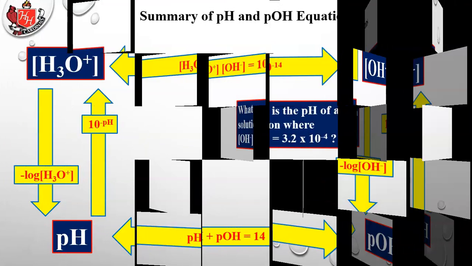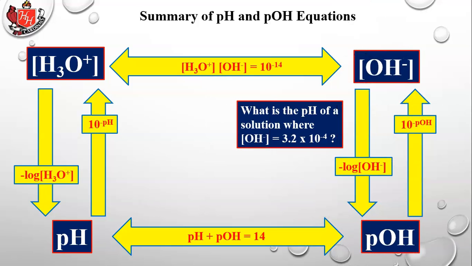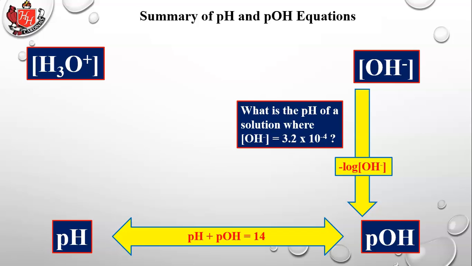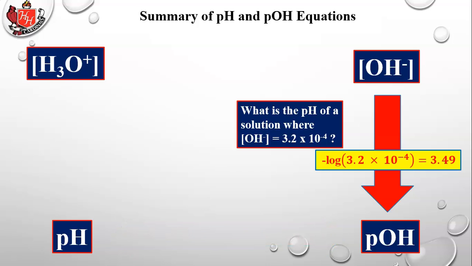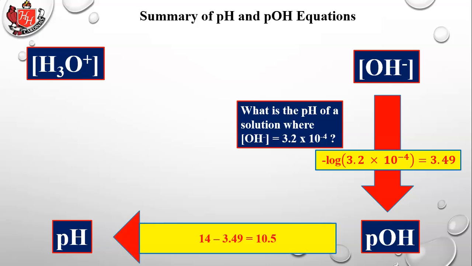Let's try going in the other direction. So we start at the same place. Now we're going to go this way, down from OH to pOH, and then across from pOH to pH. So going down, we have the negative log of the OH concentration, which gives us a pOH of 3.49. Then once we know the pOH, we can use the formula pH plus pOH equals 14. So that's going to be 14 minus the pOH, 3.49, which will give you the pH, and that equals 10.5. So we get the same answer going in either direction.